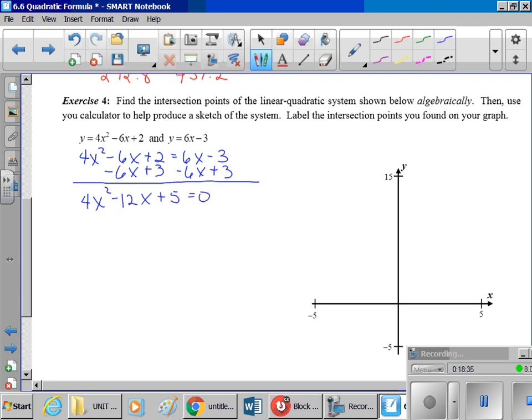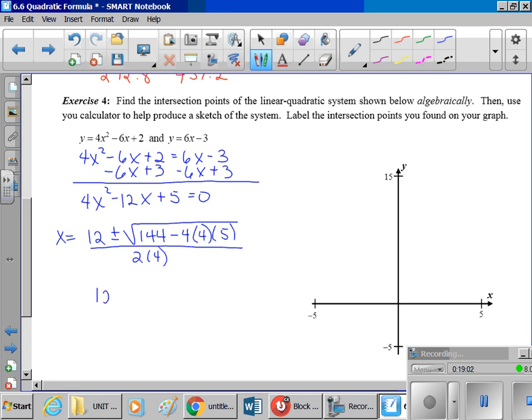And now we use the quadratic formula. Now you don't have to use the quadratic formula, you can factor this, but I think some people prefer to use the quadratic formula because it's just so straightforward. So x equals the opposite of b plus and minus the square root of b squared minus 4 times a times c all over 2a.